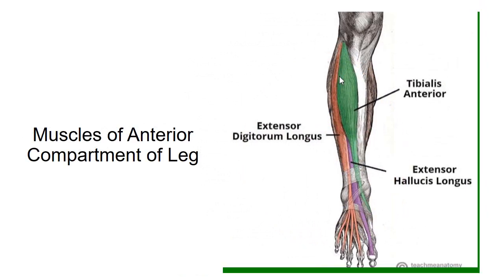Now let's talk about muscles of the anterior compartment of leg. We have four muscles in the anterior compartment. The first muscle is tibialis anterior muscle. The second one is extensor digitorum longus muscle, which you can see here. The third one is extensor hallucis longus. The fourth muscle is fibularis tertius or peroneus tertius muscle.